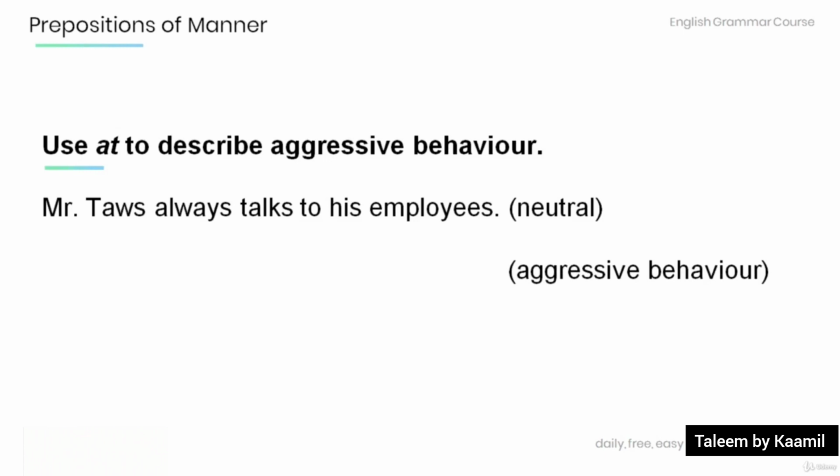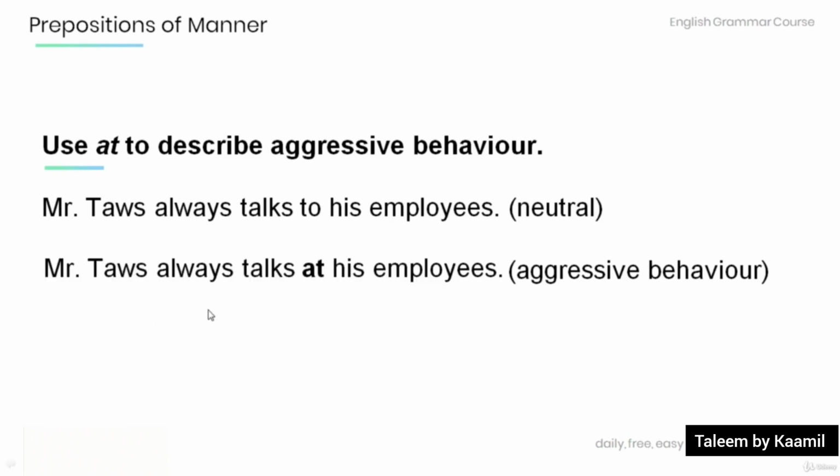Also note that we use at to describe aggressive behavior. Now rewrite the following sentence using the preposition of manner at. Mr. Towles always talks to his employees. Neutral. Mr. Towles always talks at his employees. Aggressive behavior.